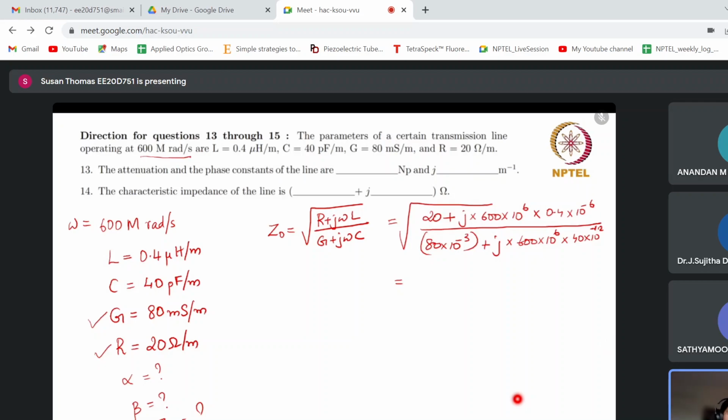As we have already seen before, if it is a lossless transmission line, R and G become 0 and our expression becomes root of L by C. This was what we have seen before. In case of a lossy transmission line, the expression becomes root of R plus j omega L by G plus j omega C. So this is how we calculate. Once you simplify, you can get the answer for Z naught.